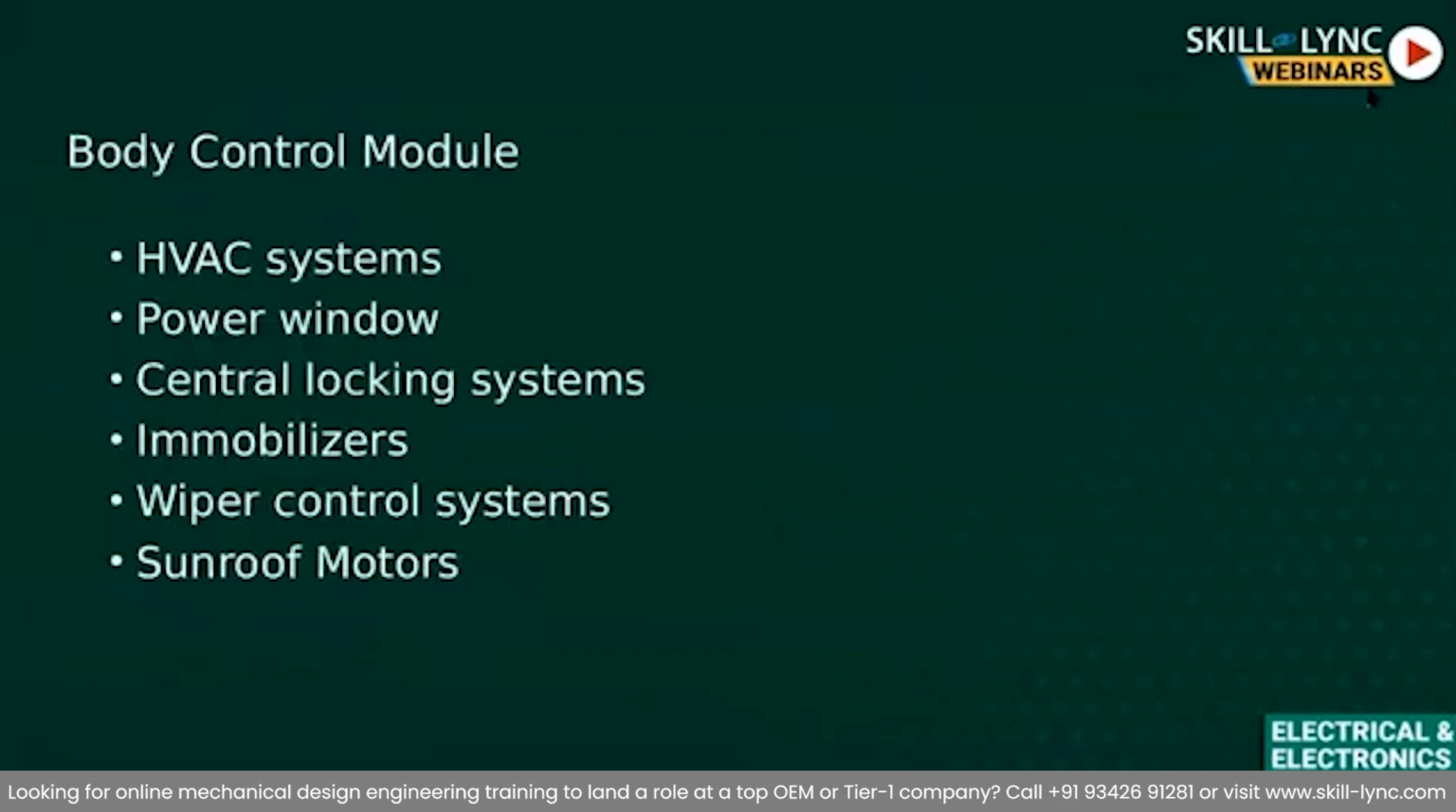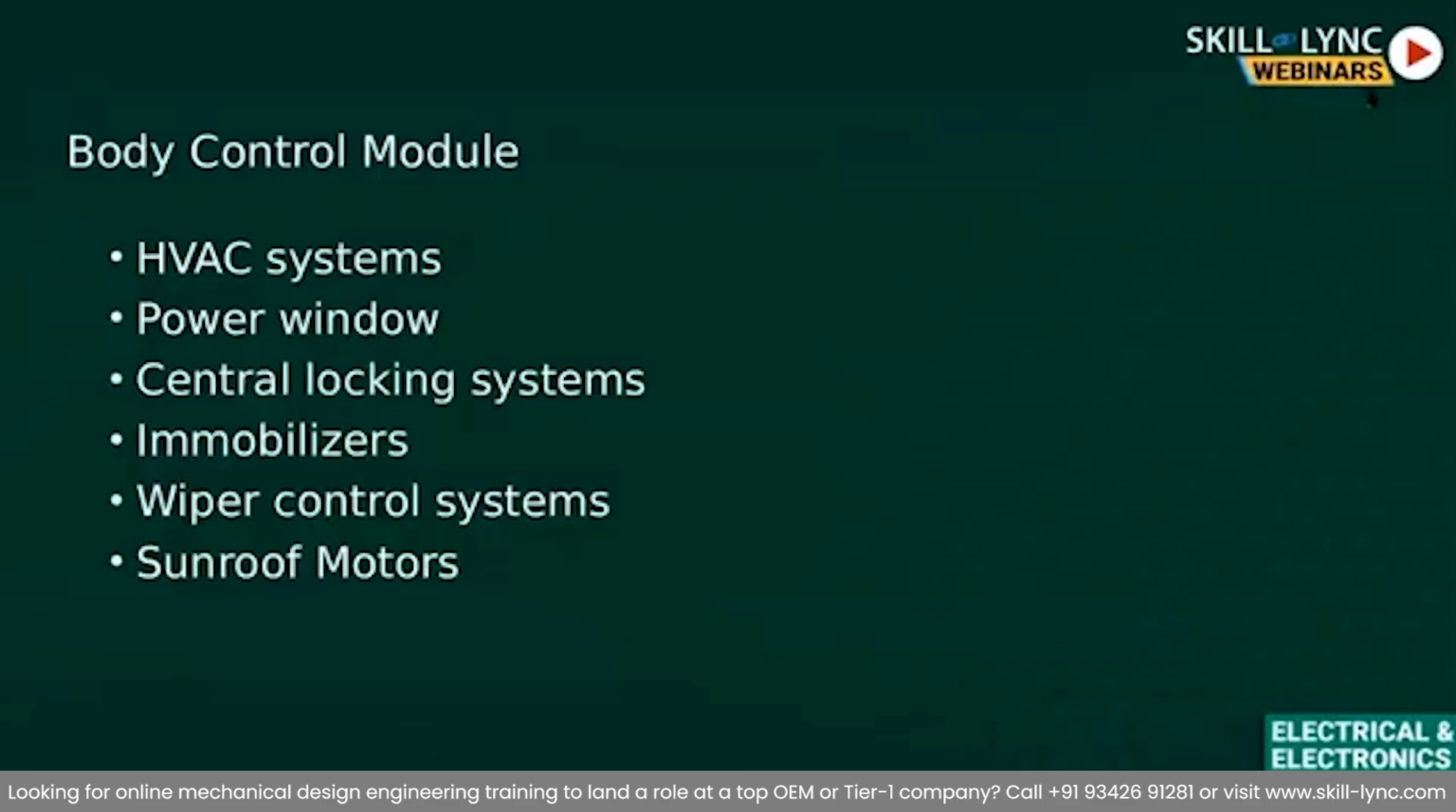The next topic is the body control module. This module includes the HVAC system, power window, central locking system, immobilizer, wiper control system, and sunroof motors. This module is responsible for air conditioning inside the car, and it also ensures safety.